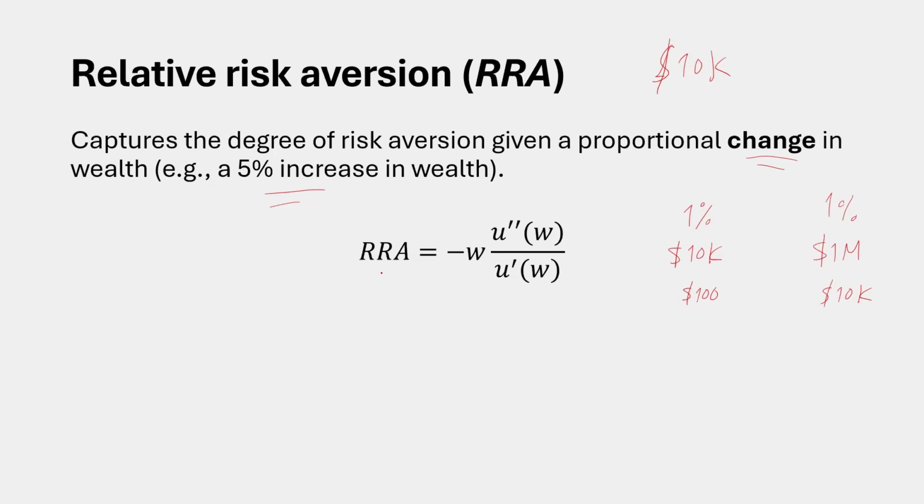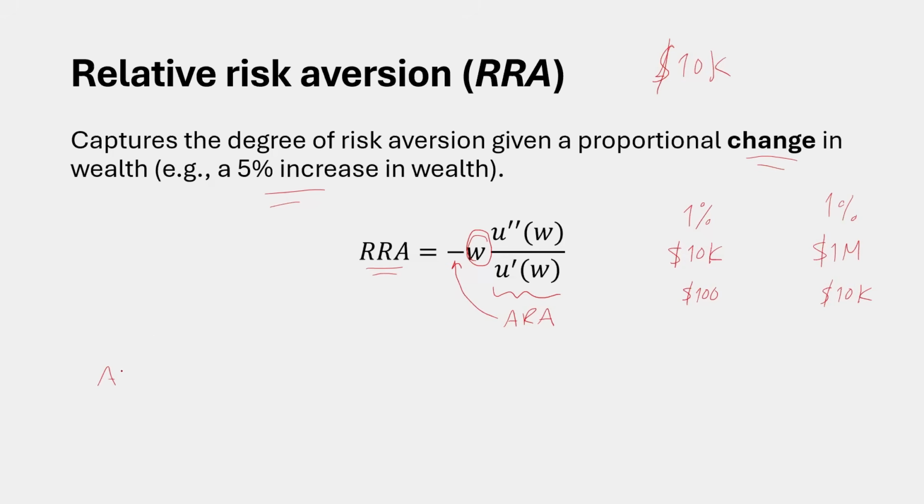So this time we'll talk about relative risk aversion. And the formula will be actually very similar to the absolute risk aversion. If we look here, this is the absolute risk aversion, including the minus sign. All we do is multiply it by wealth, right? Because now we are going to look at the change in wealth, the risk aversion given a proportional change in wealth. That's why we insert W into the formula.